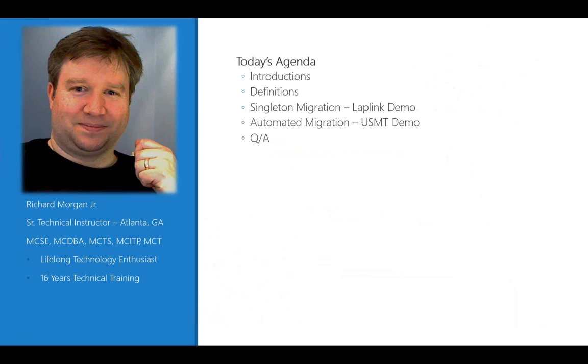There are instances where we need to do singleton migrations. We're going to introduce a tool for doing that, specifically LapLink's PC Mover, and there will be a little demo of using that tool. We'll also talk about some of the larger enterprise-level, network-wide rollouts of Windows 10. And migration in those instances is not as easy to do with the PC Mover tool, so Microsoft has a User State Migration Tool, and we'll talk about that and do a little bit of demonstration of how it works and show you some of the different ways these things are going to work.